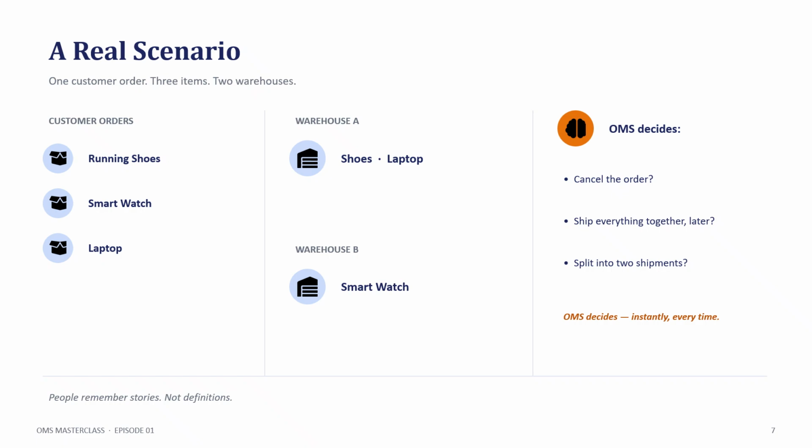These decisions happen automatically within a few seconds. The OMS checks inventory availability, warehouse locations, business rules, delivery commitments, and many other factors before choosing the best fulfillment option. Only after making the right decision does it send the order to the appropriate warehouse. This is how an OMS ensures faster deliveries, better inventory utilization, and a smoother customer experience.